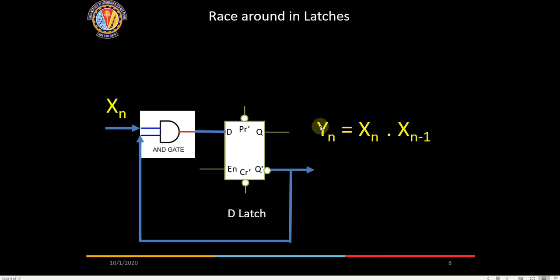I want to generate a function y. y is from here, not from the Q. It is placed somewhere here. y is taken from the output of the AND gate. It is xn, that is the present sample, and with xn minus 1, that is the previous sample. So where do I get the previous sample? This is the memory, right? So it stores the previous sample. So the previous sample is available here.